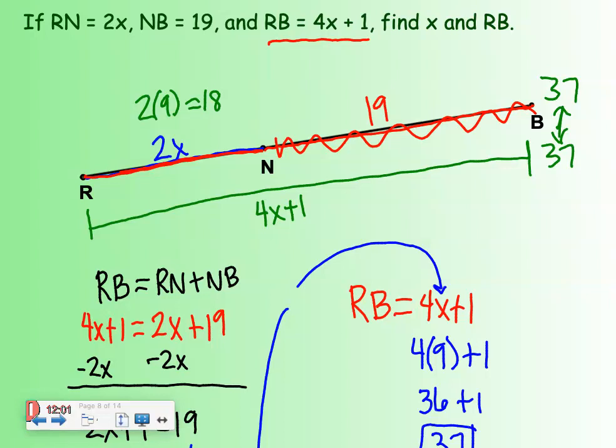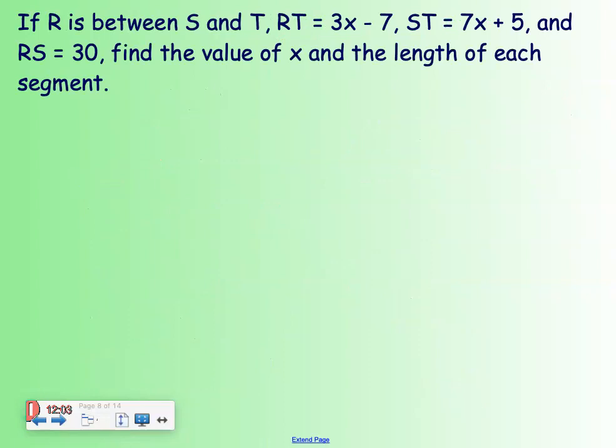Let's try another one. Highly recommend drawing a picture on this one. A lot of parts going on. It says if R is between S and T, RT equals 3x minus 7, ST equals 7x plus 5, and RS equals 30. Find x and the length of each segment.